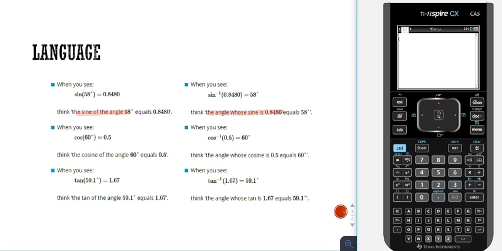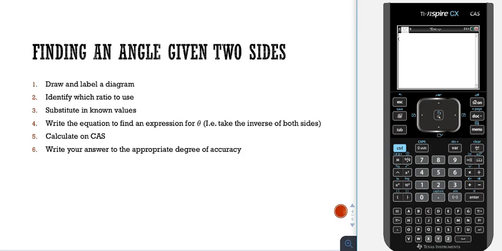Whereas if you're dealing with an inverse, we would say that the angle whose sine is a length is equal to an angle. So it gives us that, I suppose, flip of language.